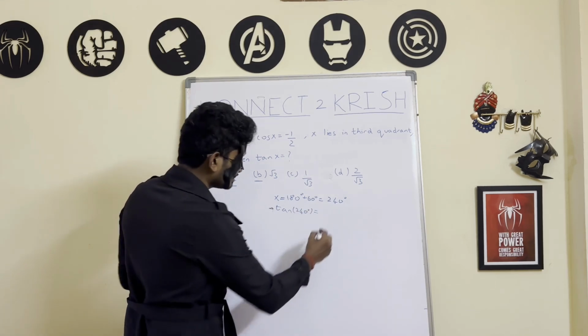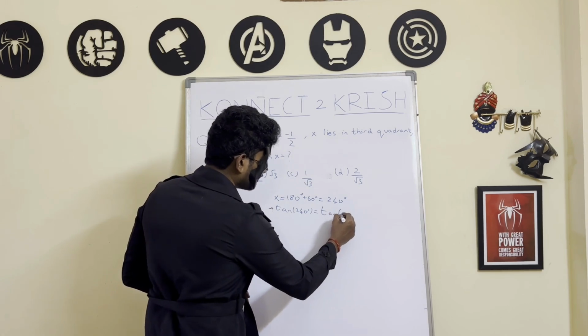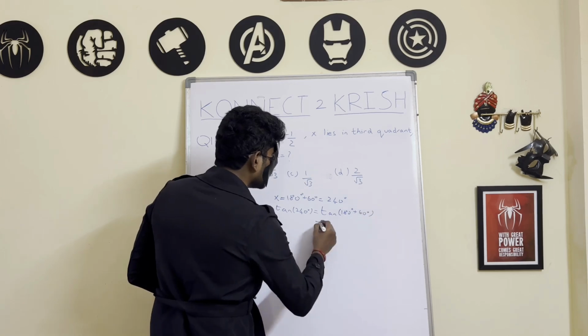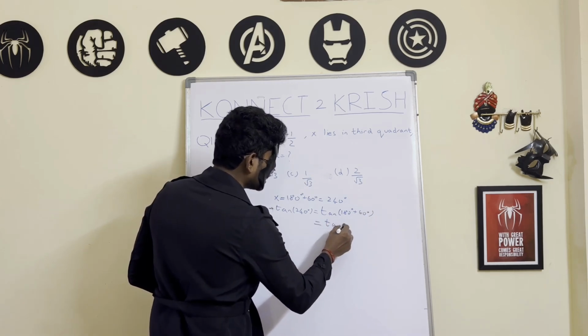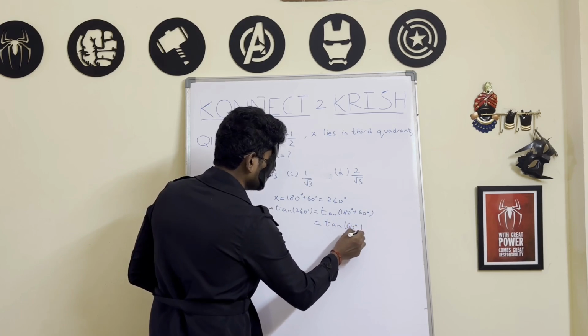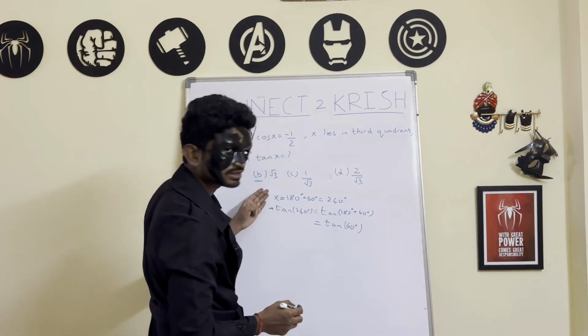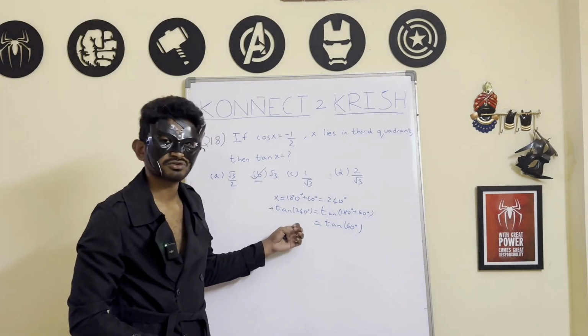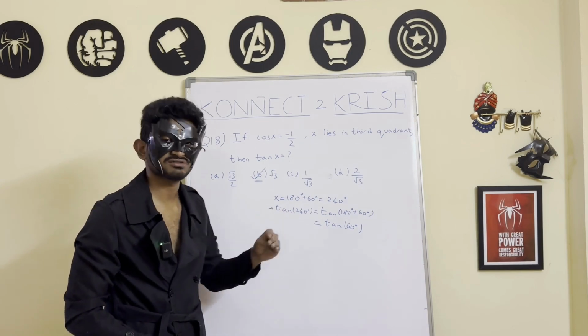Now how will I write this? I can split it as tan of 180 plus 60. Tan of 180 plus 60 is nothing but tan 60. Tan 60 is nothing but root 3. So option B is right. This is a lengthy method which I won't recommend you to do in exam because you need to save your time.